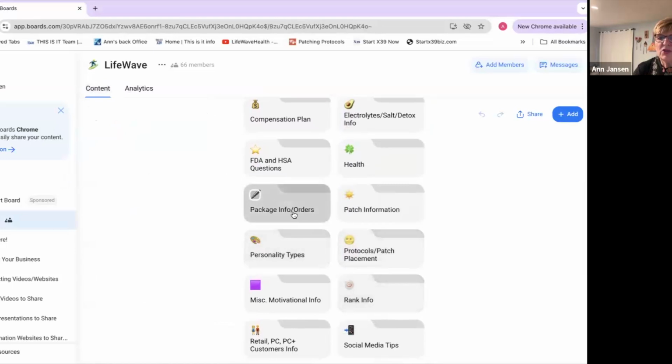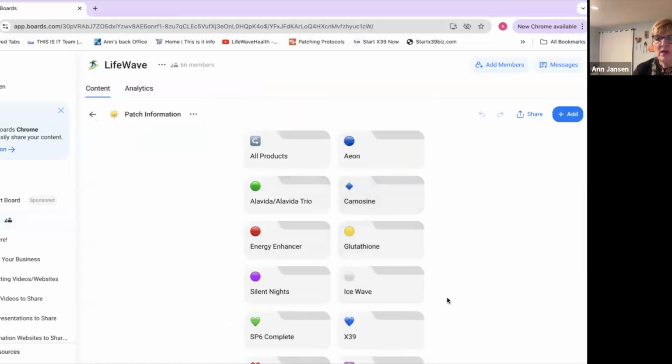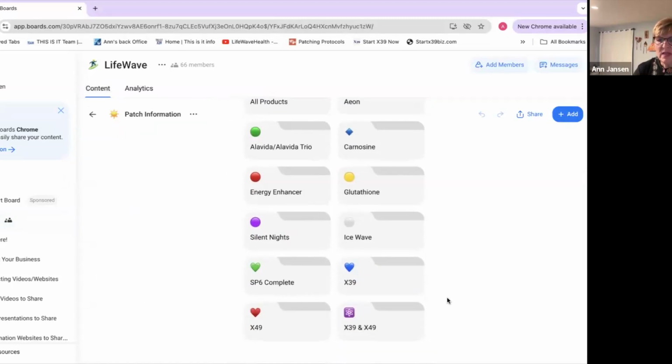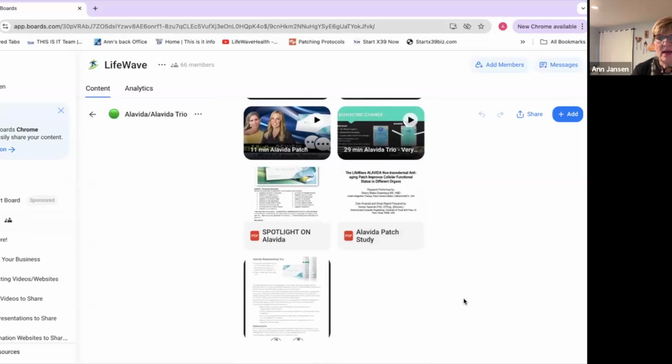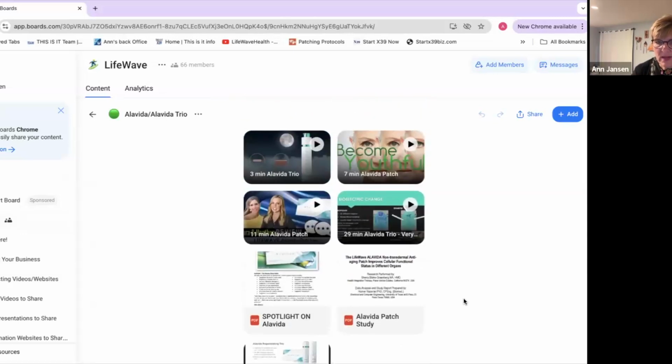So the packages just has the different order forms. Patch information. This one is full of information. So anything you want to know about the patches, if you want to send information on individual patches, it is here. It's an all products one. The Elevita one has a lot of amazing information. So as I found these videos, I put them on here because I'm intrigued by these things. This last one here, 29 minutes, this is a very, very, very deep dive into the science behind that.